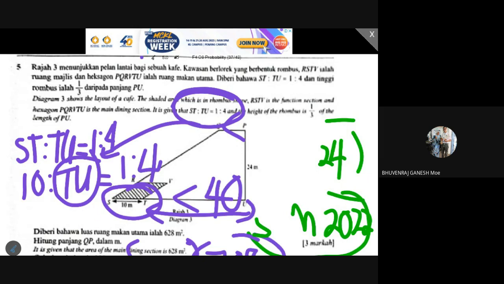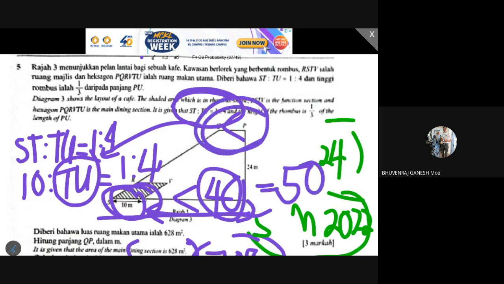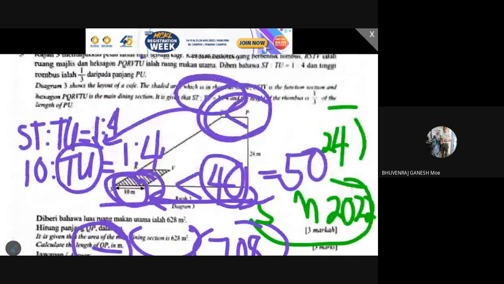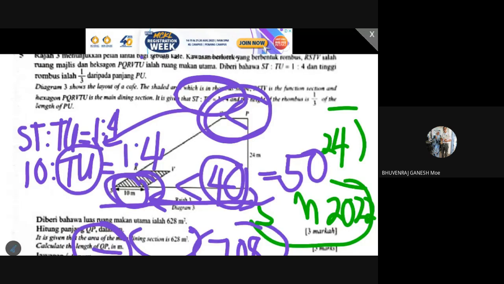So the total length you substitute into your formula is 10 plus 40, so 50, and then plus the length of PQ, because the question wants you to find the length of PQ. Okay, based on this diagram, what is the height of the trapezium, guys? Where is the height? Yes, very good, 24. Correct. 24 is the height of your trapezium.